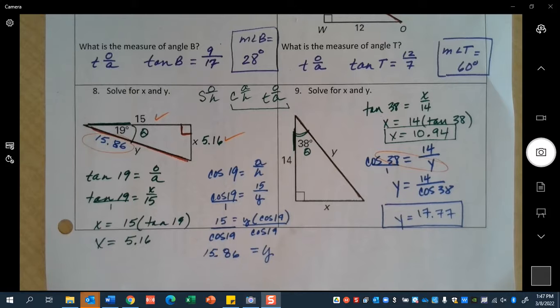All right. When we're solving for x and y, we're given our theta, and then we have to choose which ratio has what we need. If you look here, my theta is 19 degrees. She has an adjacent side of 15. I'm solving for my hypotenuse. I'm solving for my opposite. I'm going to be using tangent and cosine to solve for each of these.